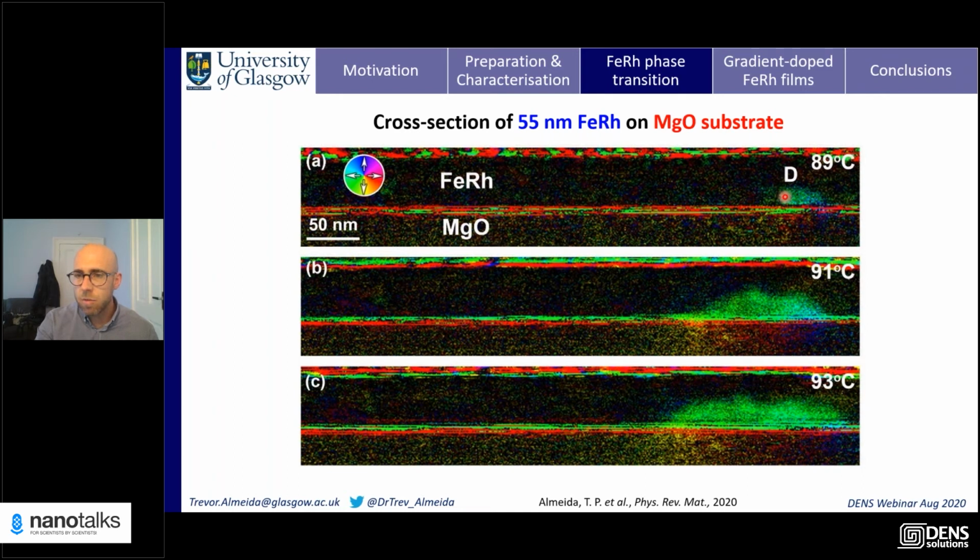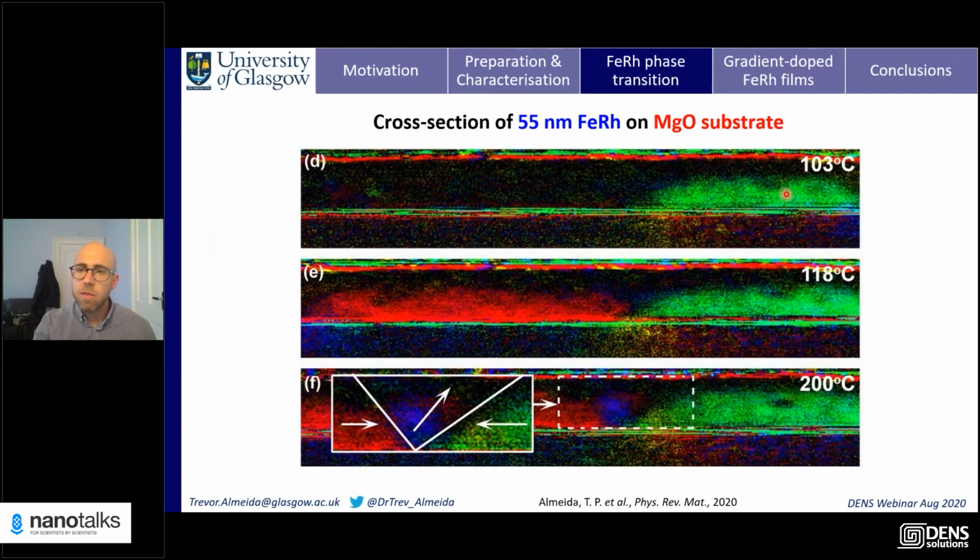At 89 degrees, we can see the nucleation of a small green domain on the side. And then as we keep on heating, we can see this domain grow outwards and inwards into the sample. As we keep on heating, it grows a little bit larger. We keep on heating, it becomes about halfway through the film. And then at 118 degrees, you can see sudden nucleation of a domain essentially facing in the opposite direction. And this nucleated and grew very sharply when we were doing the heating.